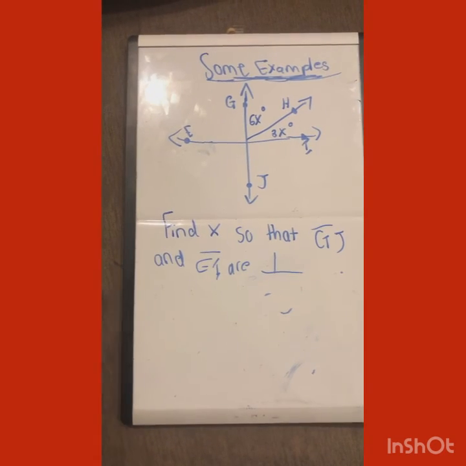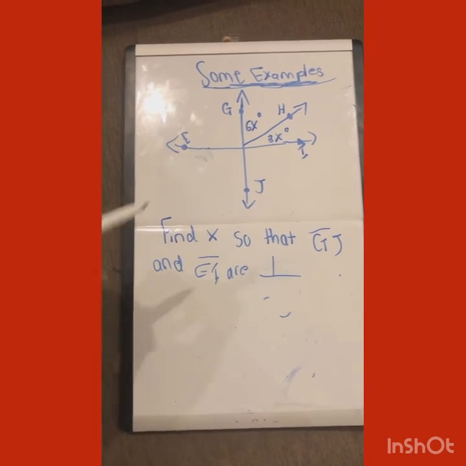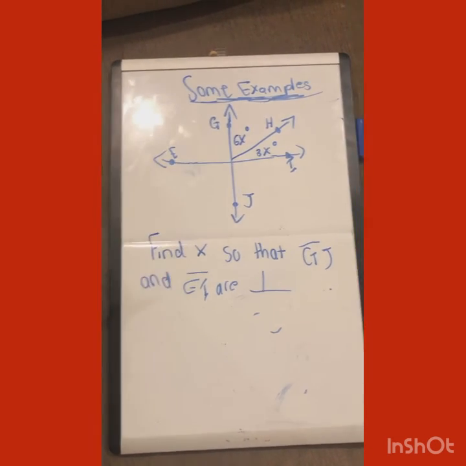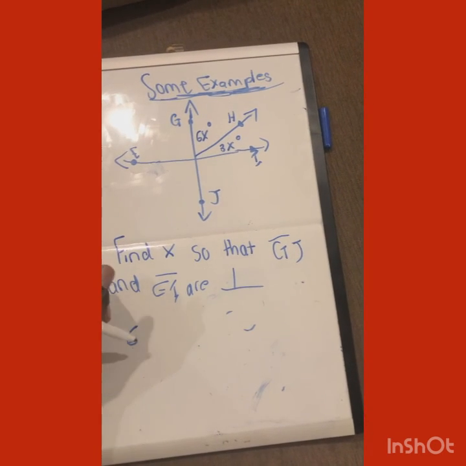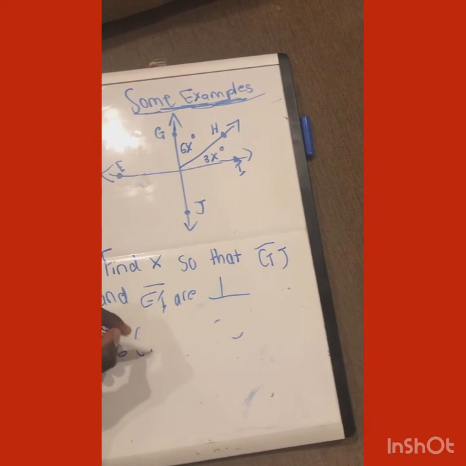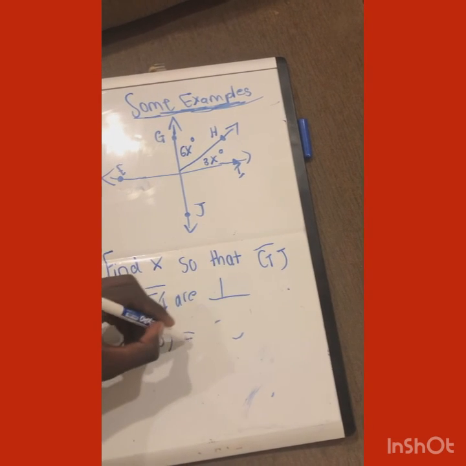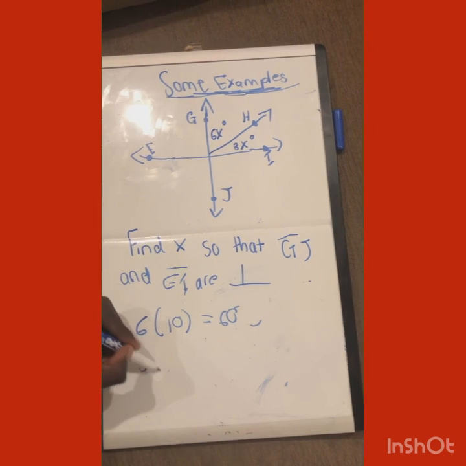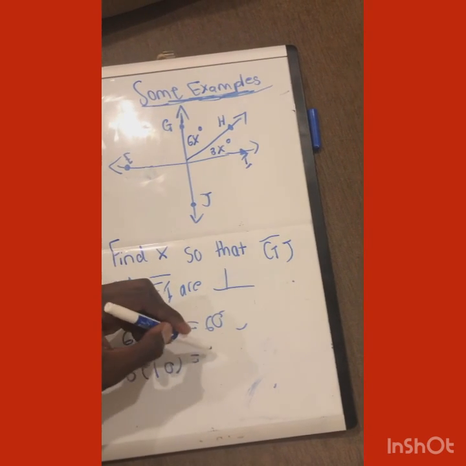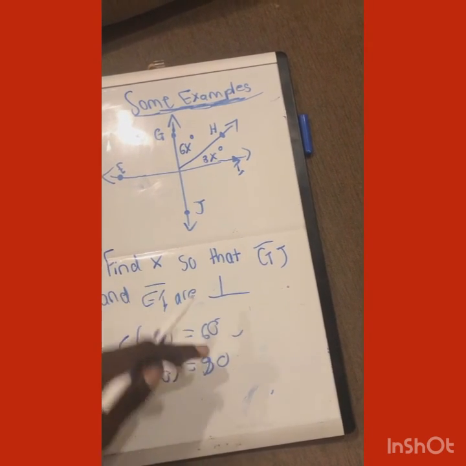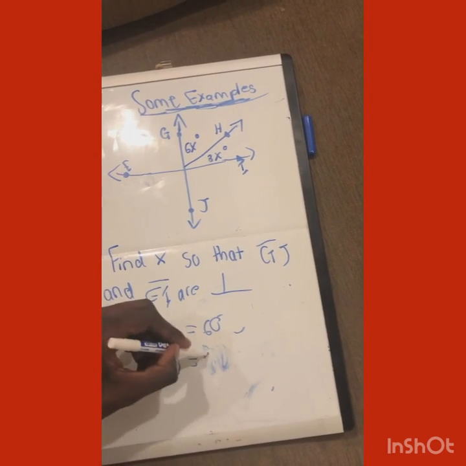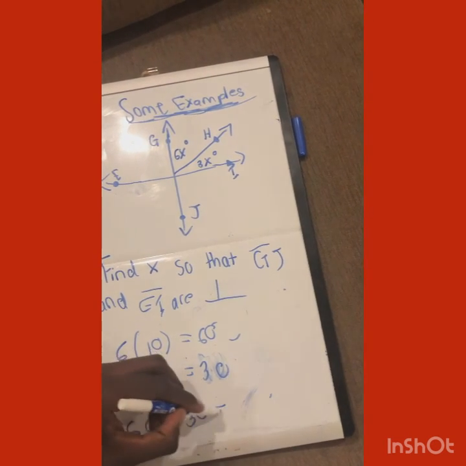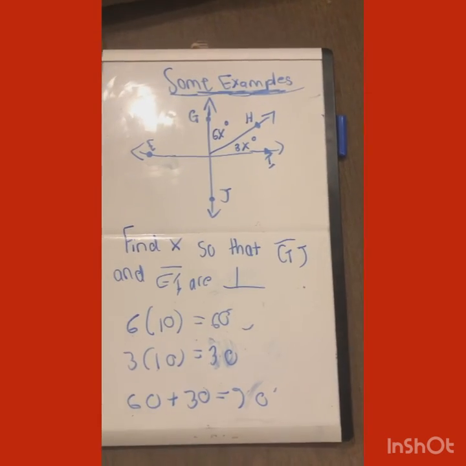So now we can substitute 10 into the places of the x. So we can say 6 times 10, it will give us 60. And 3 times 10, it will give us 30. 60 plus 30 equals 90. There we are.